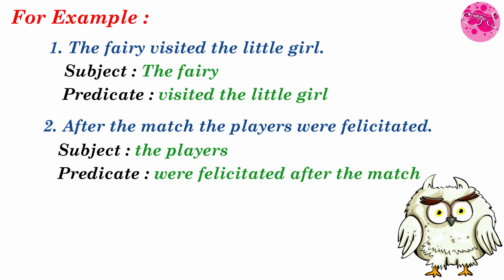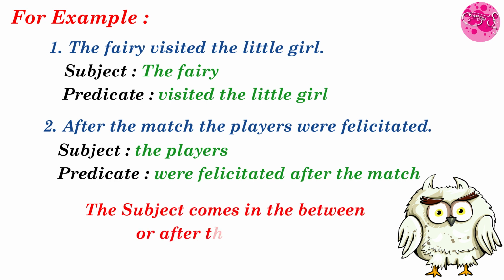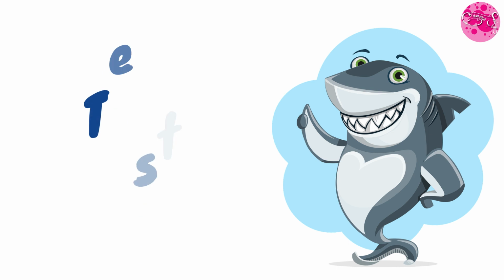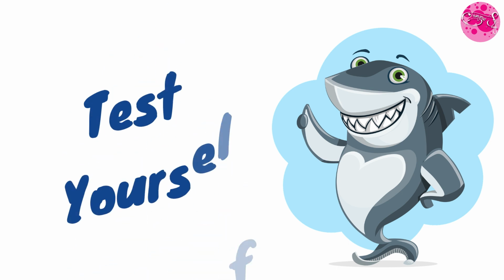Now children, in some cases we can see that the subject comes in between or after the predicate also. Okay, it is not happening for every sentence, but in some sentences it occurs like that. Okay children? Now let's test ourselves whether we have understood the subject and predicate or not.